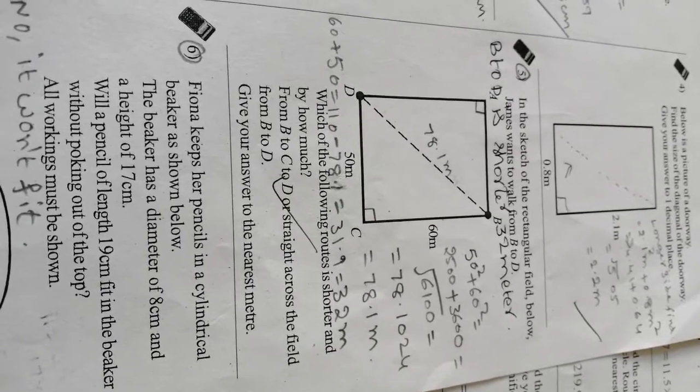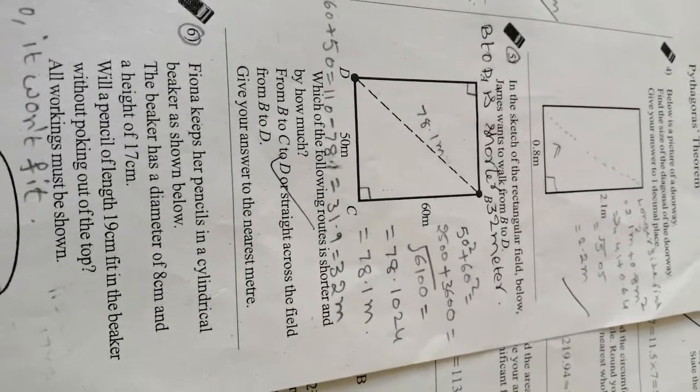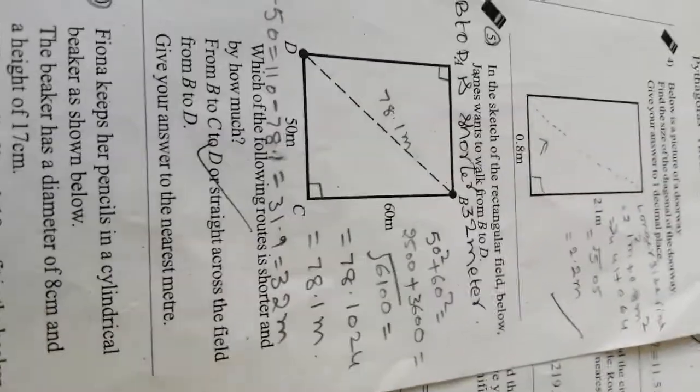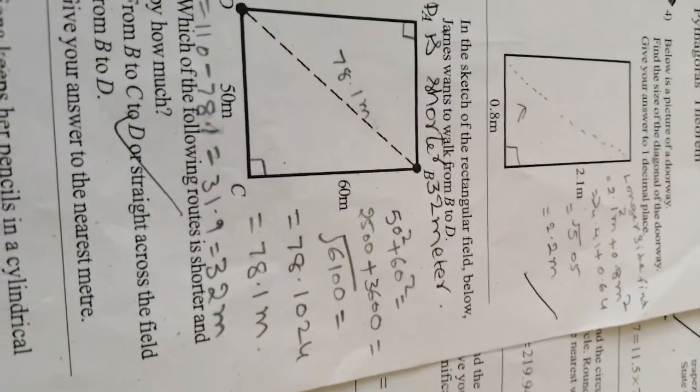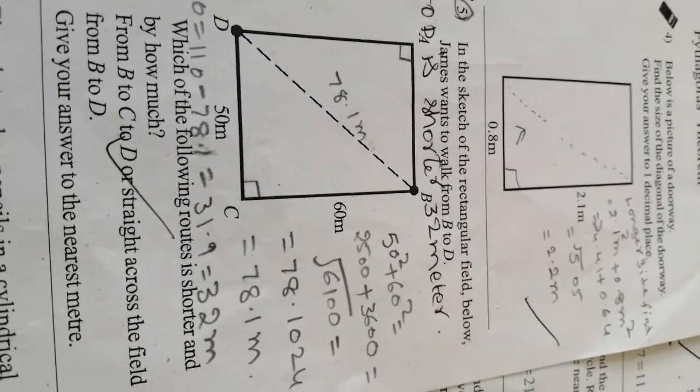In the sketch of the rectangular field below, James wants to walk from B to D. Which of the following routes is shorter and by how much? From B to C to D or straight across the field from B to D. Give your answer to the nearest meter. All the questions are a little bit twisting, but if you read very carefully, it is very easy to solve.